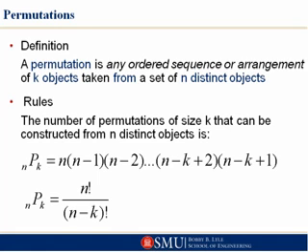And what is that equal to? The number of permutations of size k that can be constructed from n distinct objects is denoted as P, and then in front of that would be n, and after it would be k, the number of objects you're picking. So n to pick from, k is how many you are picking, and that's going to be equal to n times n minus 1 times n minus 2, and then all the way as defined here.